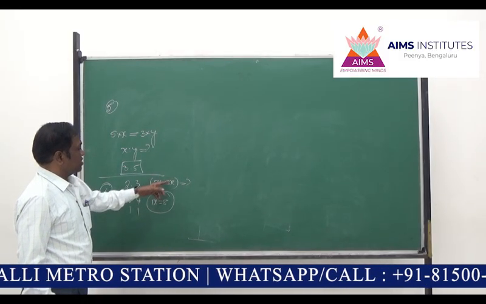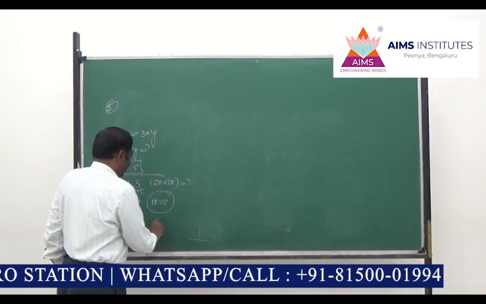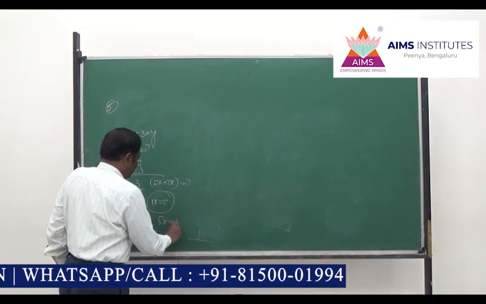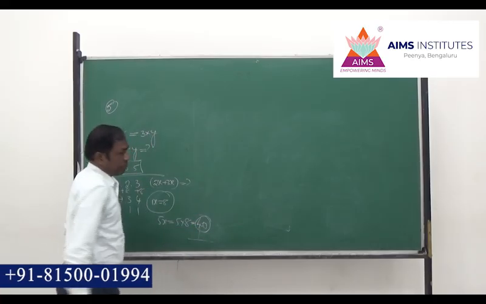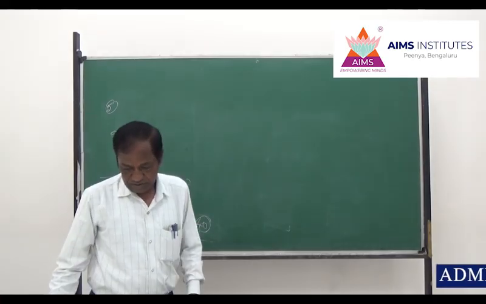What is 2x plus 3x? 2x plus 3x is what? 5x. 5x equals what? 5 into 8. So 40.